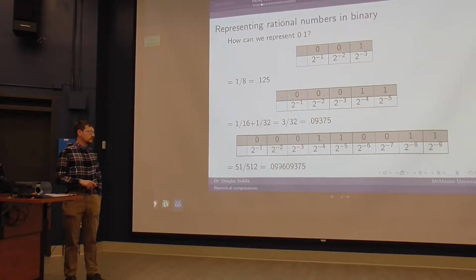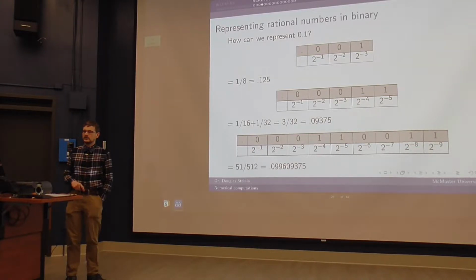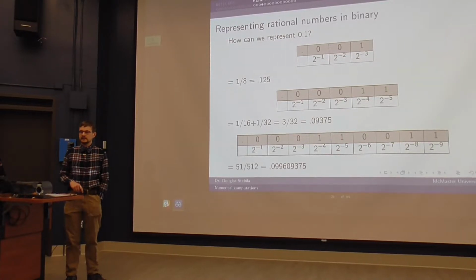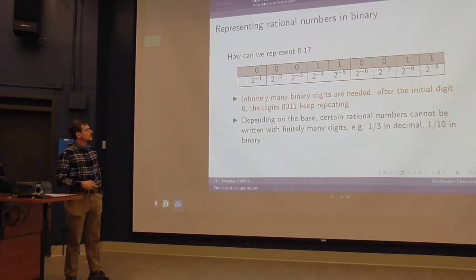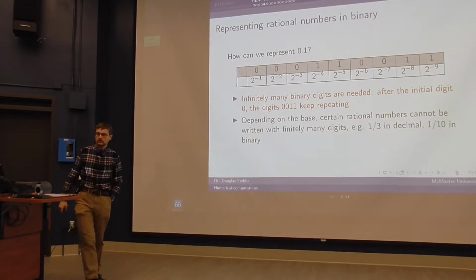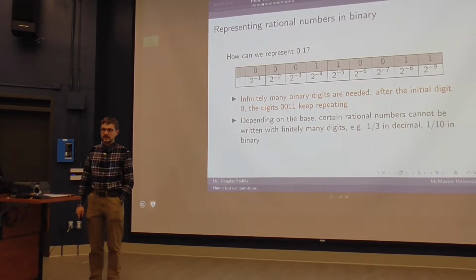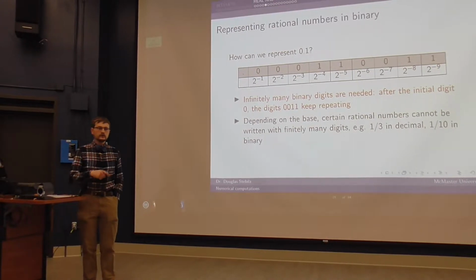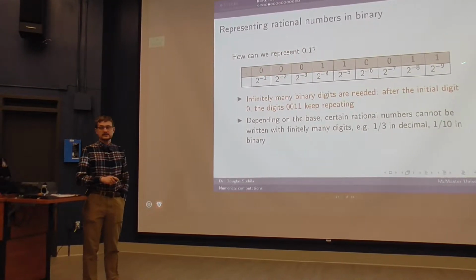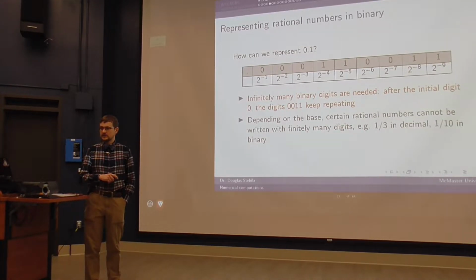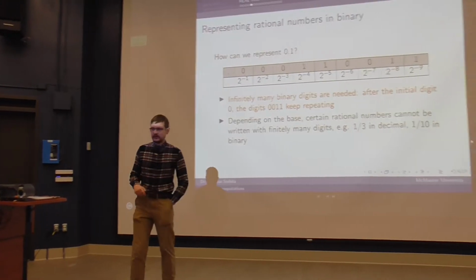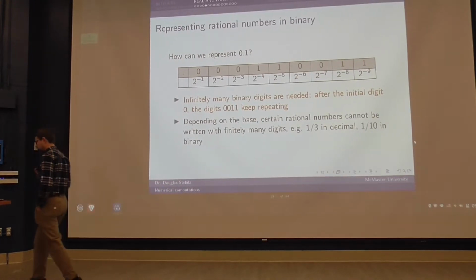Adding all of this up together, we get 0.099609375, which is a reasonably close approximation of 0.1, but we are still not hitting 0.1 exactly. It turns out that in order to represent 0.1 inside of the binary system using binary numbers, you would require an infinite number of binary digits.